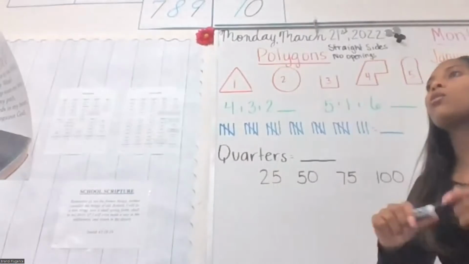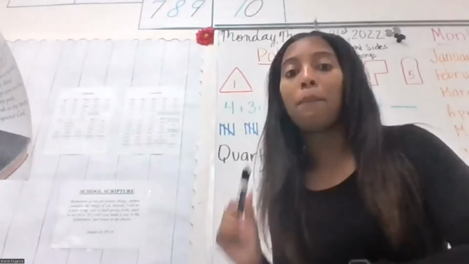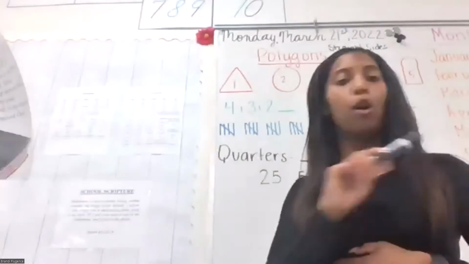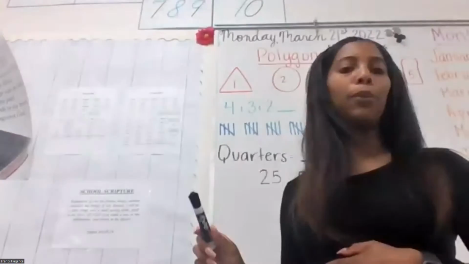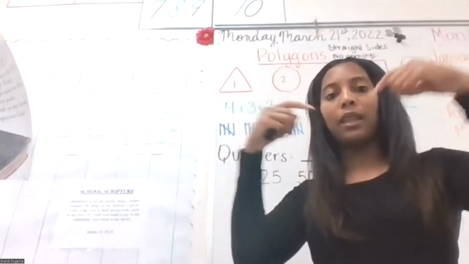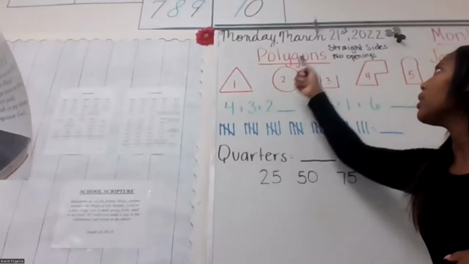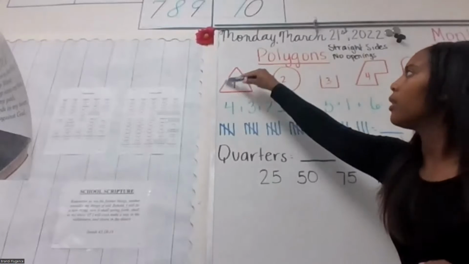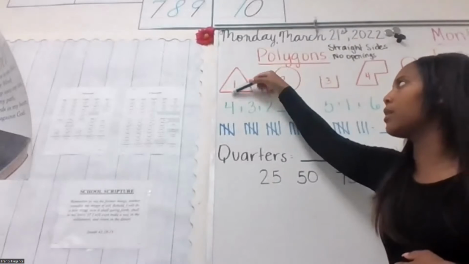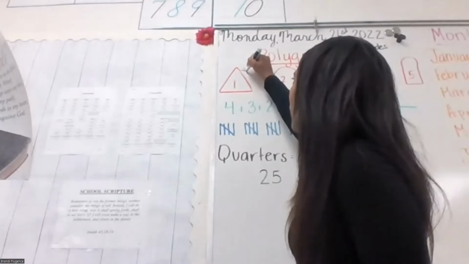So if a shape has straight sides and no openings, it is called a polygon. It cannot have an opening where it doesn't connect. All lines have to connect on the shape. So let's look at each shape that I have here. Let's look at number one. Does it have straight sides? Yes. Does it have any openings? No. So would this be a polygon? Yes, it is.